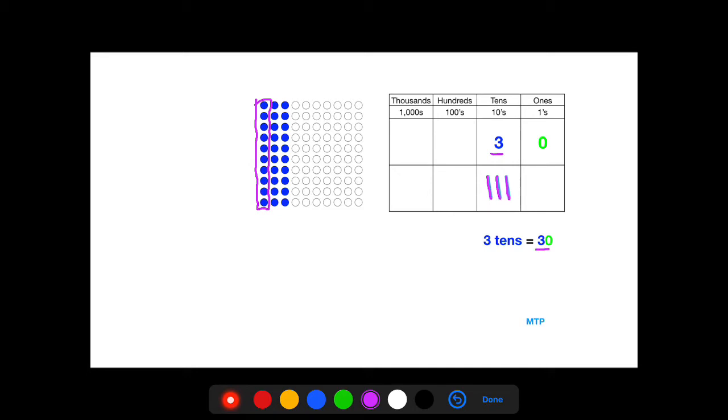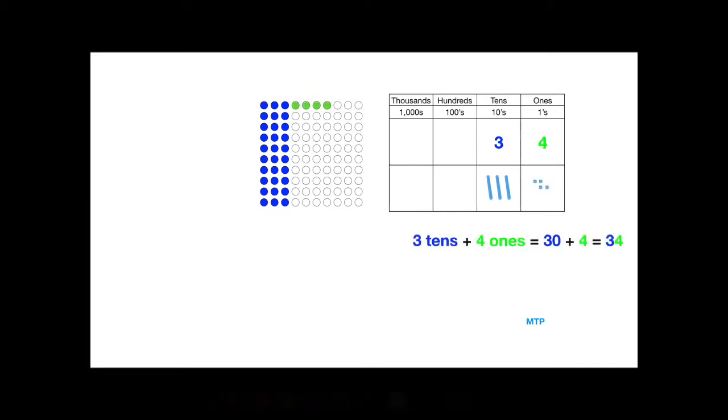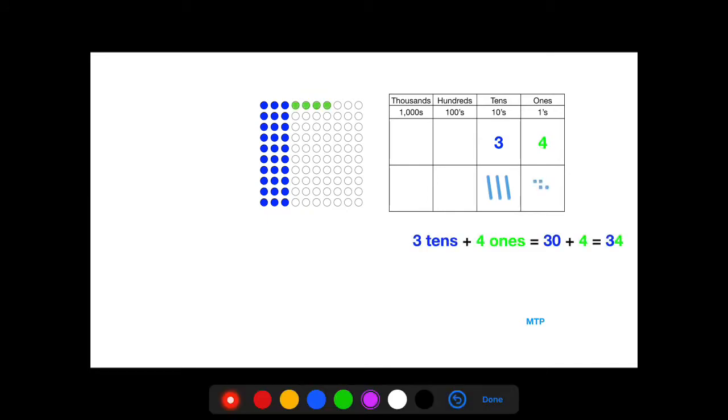And I've got no ones here because all the ones went into making my 3 groups of 10. So 3 tens is 30. And you notice it is 1 spot over from the ones place. That's the tens place. So what if we put those 3 tens and 4 ones together?